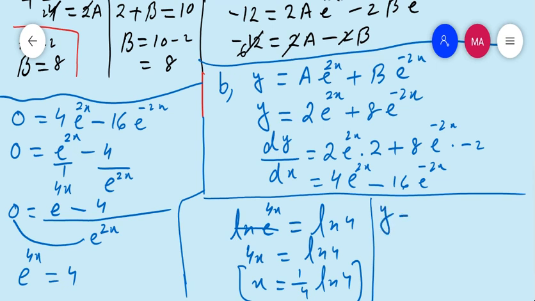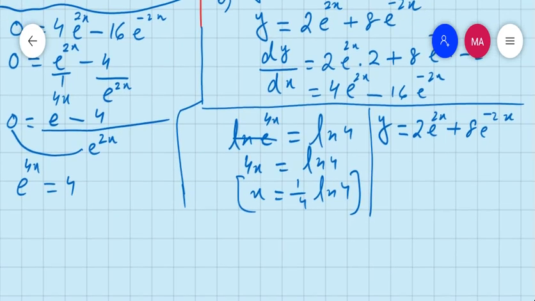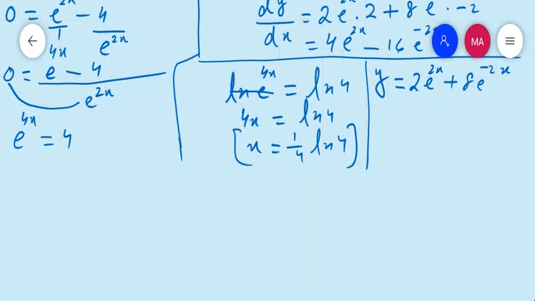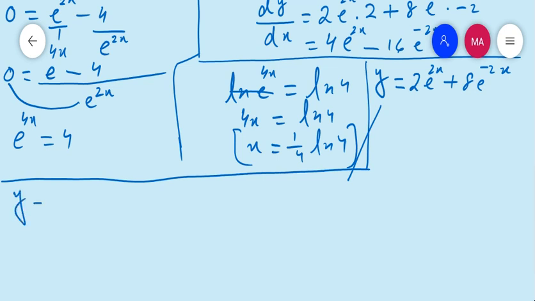Our question is y is equal to ae^(2x) + be^(-2x), but we have already found the values of a and b, so we write 2e^(2x) plus 8e^(-2x). Put this value of x in this equation. So I am making more space. So y is equal to 2e^(2x), where x is 1 upon 4 ln 4, plus 8e^(-2x), with x as 1 upon 4 ln 4. Now simplify it.